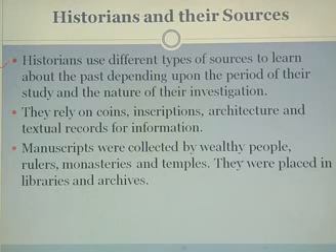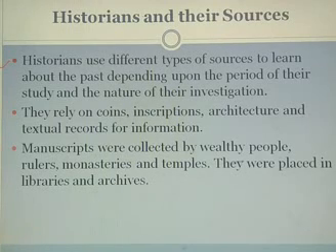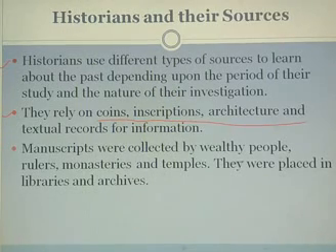The first point says that a historian uses different types of resources to learn about the past, depending upon the period of their study and the nature of their investigation. So the historian uses different types of sources. From there, they come to know what activity people used to do during that time. Then the second point: they rely on coins, inscriptions, architecture, and textual records for information. From the coin, they came to know many things.